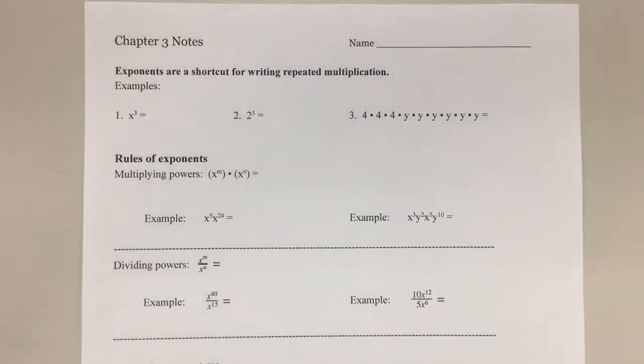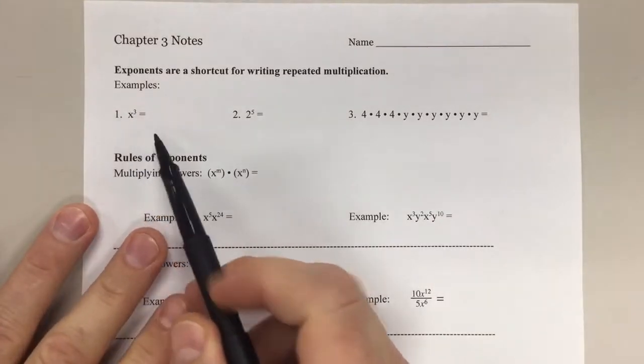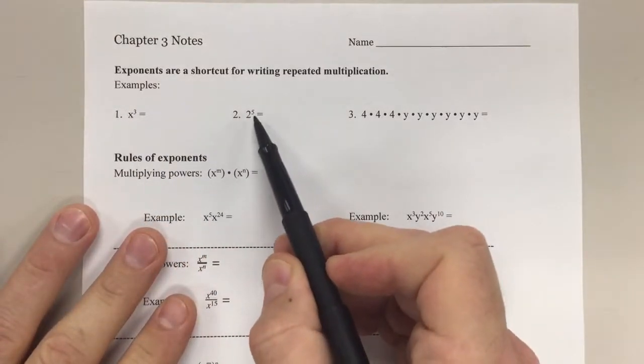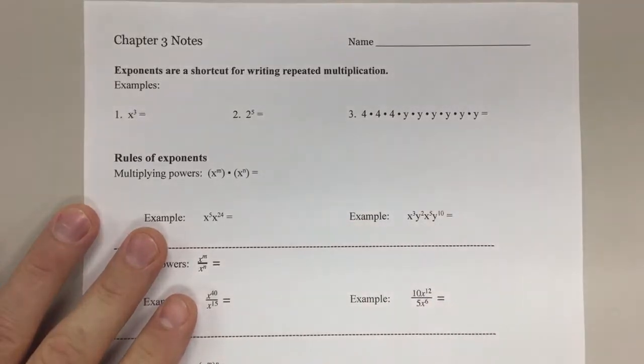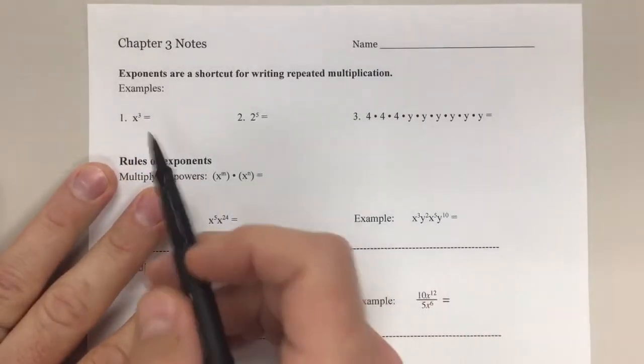So this chapter, one of the key topics is called exponents. Exponents are anything with a power. Like x to the third, 3 is an exponent. 2 to the fifth, 5 is an exponent. And we're going to learn all the rules involving problems that have exponents in them. So just a little review here.